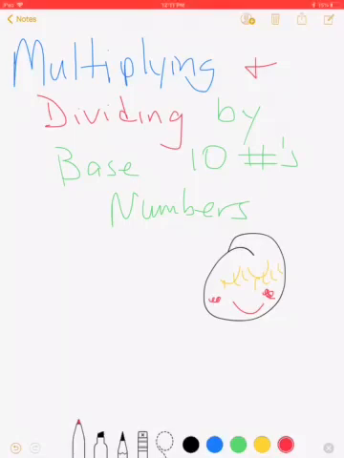Okay, butterflies, today we're going to talk about multiplying and dividing by base 10 numbers. This is really good, and base 10 numbers are the foundation of making math really easy peasy lemon squeezy.